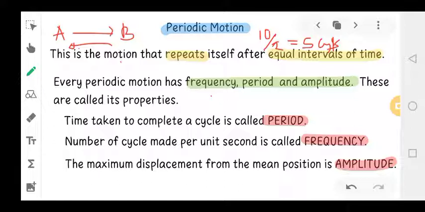Then the other one is the maximum displacement from the mean position. If a body moves from A to B, this is the maximum distance it covers. It can't go beyond that. After getting to the maximum distance here, it covers the same distance in the reverse direction. Since it cannot go beyond this distance, that's the maximum possible displacement it can have. We call that amplitude.